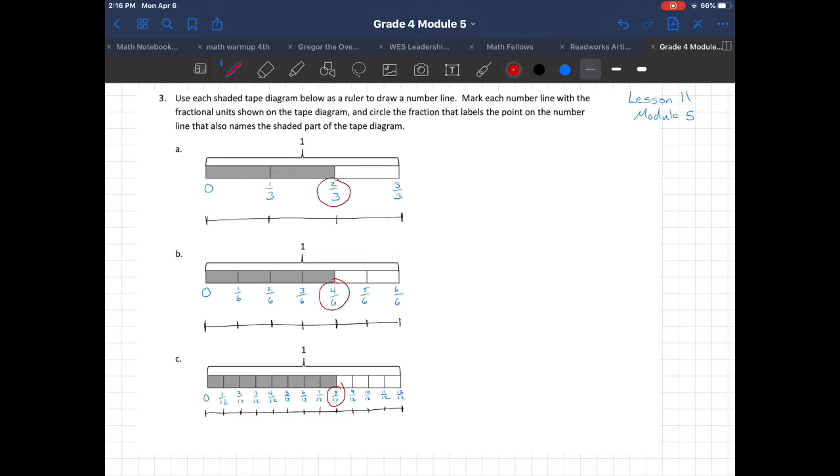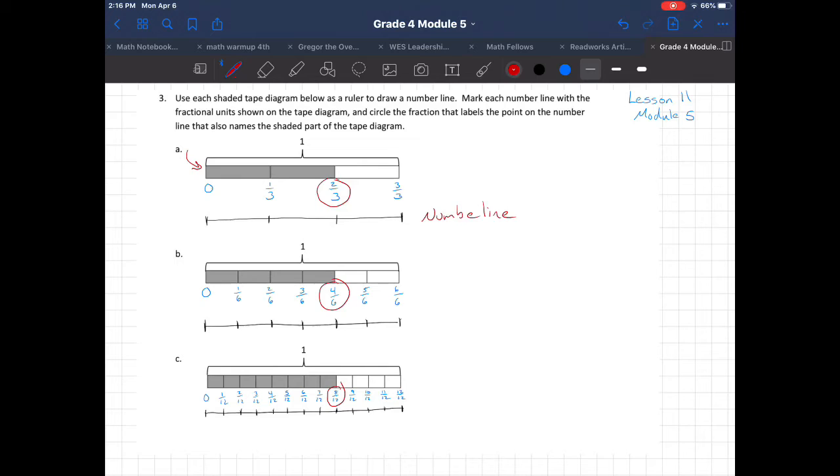So 3, use the shaded tape diagram below. That's this guy right here, the shaded tape diagram, as a ruler to draw a number line. So I already drew the number line right here. This is my number line. Mark each number line with the fractional unit shown on the tape diagram. So I just labeled in between the tape diagram and the number line because they are showing the same thing, so their labels are the same.